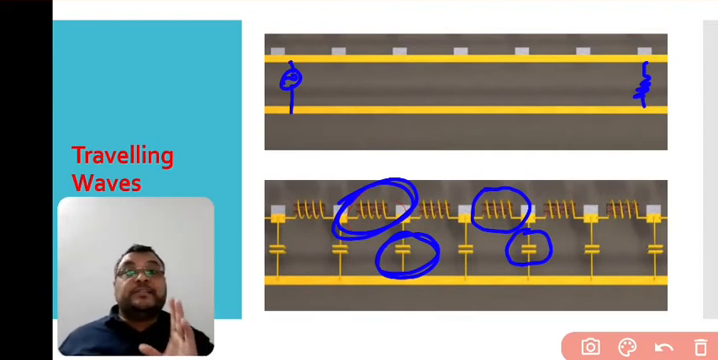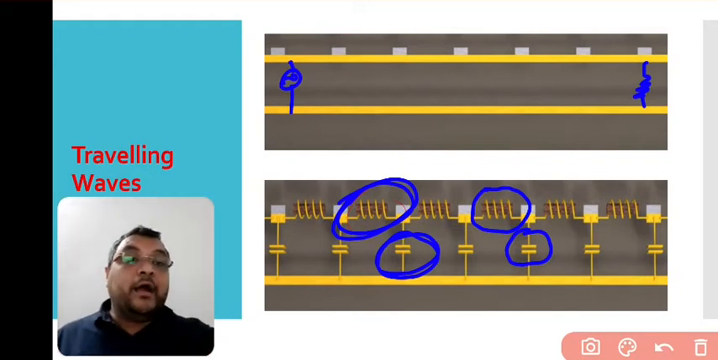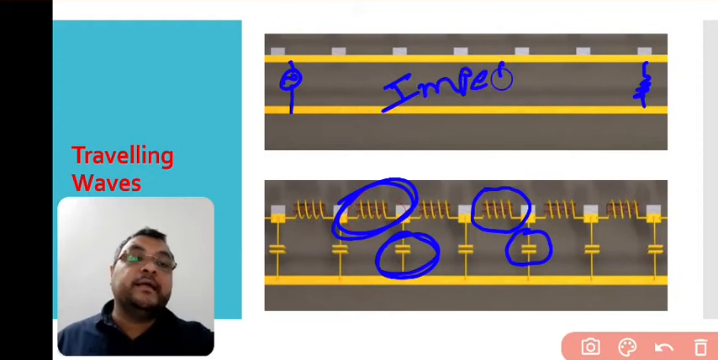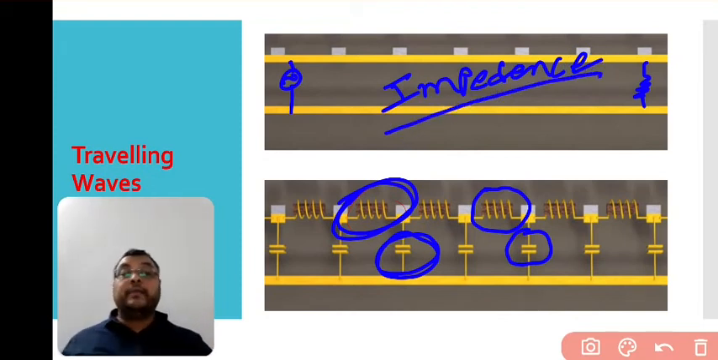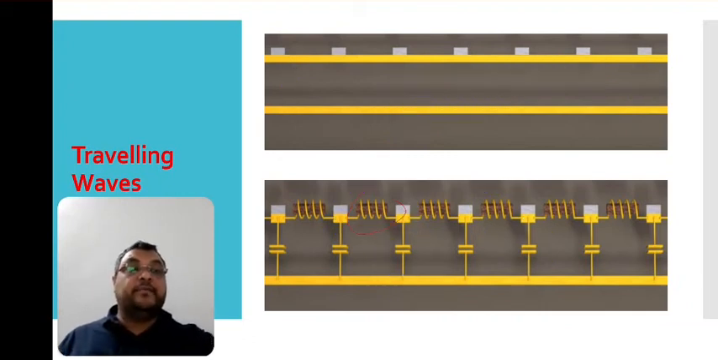But this traveling wave disturbance we can minimize if the right amount of impedance is placed at the end of the transmission line. How it happens and what parameters we have to consider will be discussed.